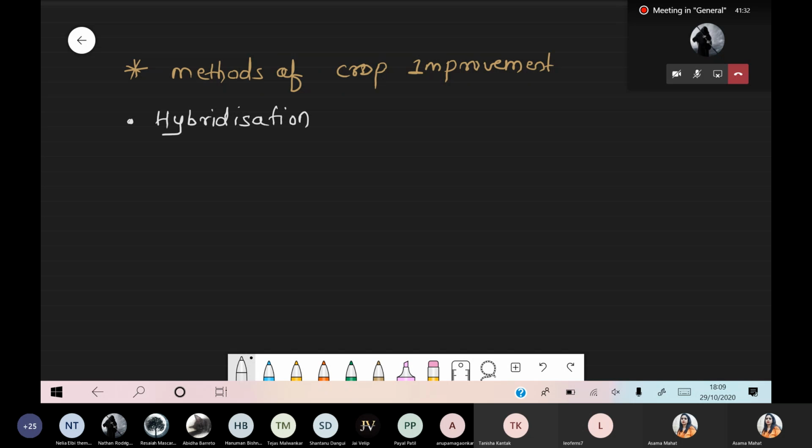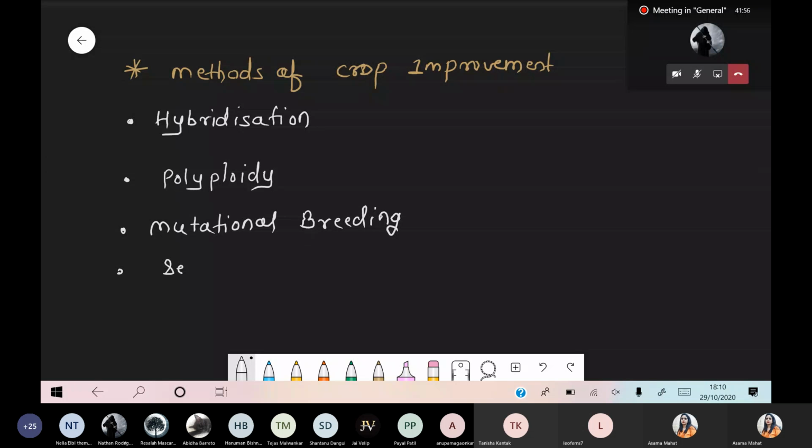So we complete this part. Second point is polyploidy. We will discuss this part later. Third one is mutational breeding: purposefully creating a mutation to produce a superior quality plant. Mutational breeding. And the next one is selection. We will also have to do selection after mutation, right? So under the crop improvement program, these are the total 4 methods.